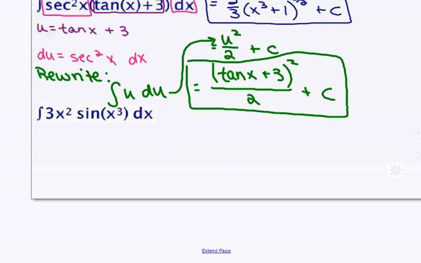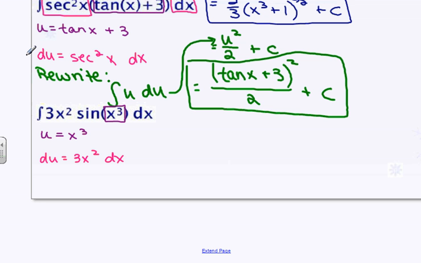Okay, example 4, we have 3x squared times sine of x cubed. Again, you want to look at the problem and think to yourself, okay, what is our u and what is our du? Hopefully you will be able to answer that. The x cubed should be our u. And then when we take the derivative of our u, du is 3x squared dx.